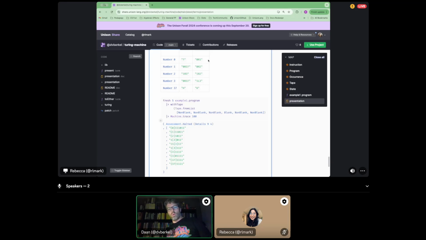Does anybody know what this machine does in a more abstract sense? So what does this machine do for us? It's a hard question. Probably somebody in the chat will have answered that.